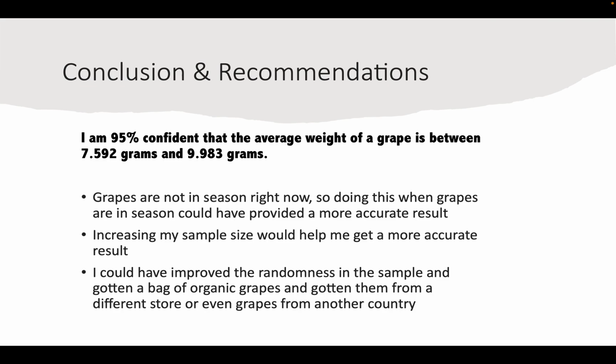Some recommendations that I have for this is grapes are not in season right now, so if I had done this in July, I would have gotten a more accurate result, as some of the grapes were bad when I did this. I could have increased my sample size to help me get a more accurate result, and I could have improved the randomness in my sample by getting a bag of organic grapes or getting them from a different store, even getting them from a different country, because these are from California and it's definitely grape season in other countries.